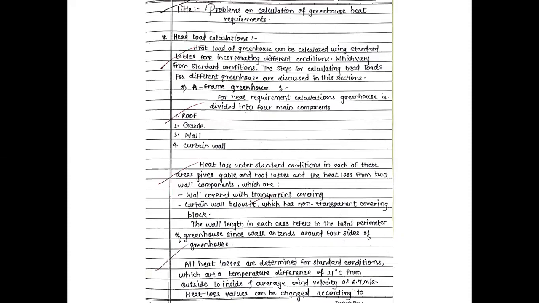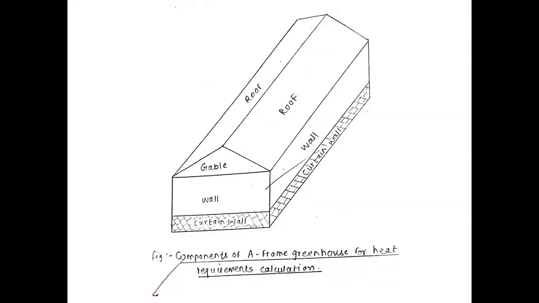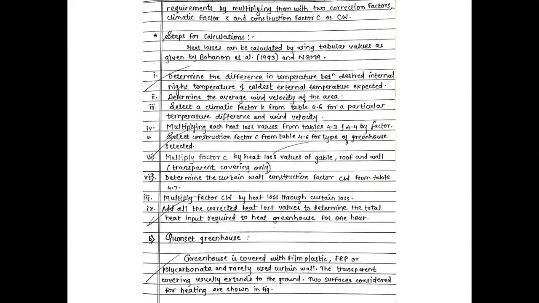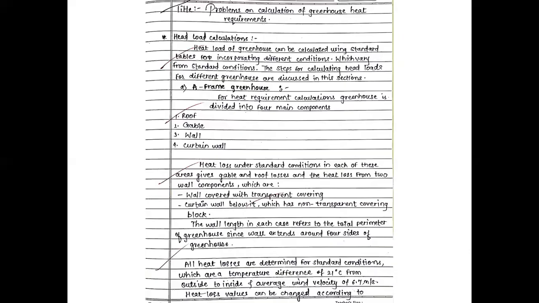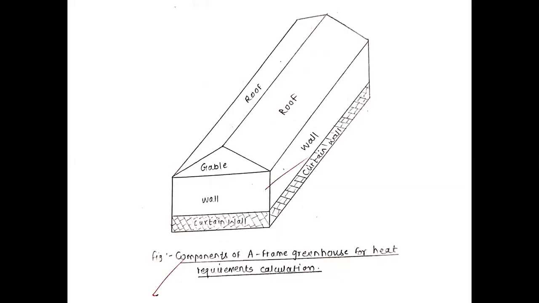Heat loss values can be changed according to requirements by applying the correction factors, climatic factor K and construction factor C or CW. Okay, so this is the A-frame greenhouse for heat requirements. So here is a gable greenhouse, single gable house. So here you can see curtain wall, then the walls, roof, where we can calculate the requirements.